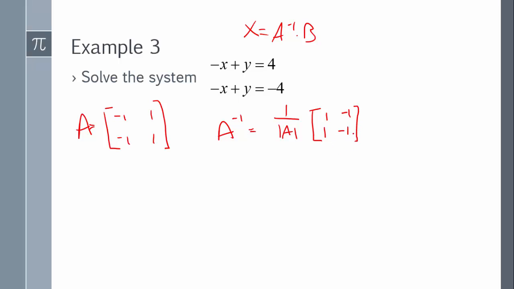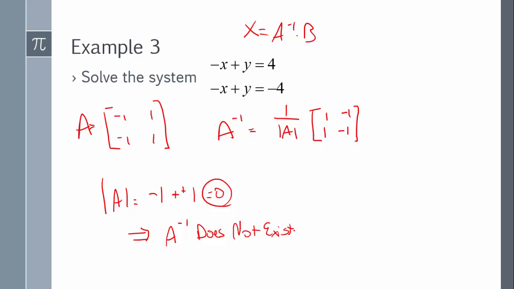So I already set up the elements of the inverse. All I got to do is take this determinant from the original A, and multiply 1 over that value times the new matrix. So let's do the determinant of A. Negative 1 times 1 is negative 1. But negative 1 times 1 is also negative 1 for the other diagonal, and when we subtract them, we get 0. And like we said, if the determinant of a matrix is 0, this means A inverse does not exist. And if A inverse does not exist, you can't do that up there to figure out what X is. So that means there is no solution to the system.